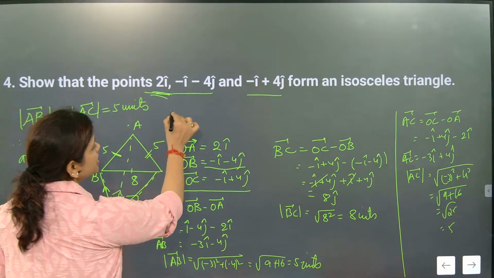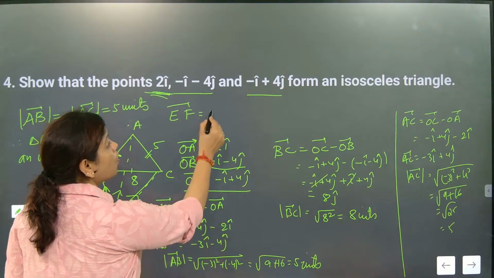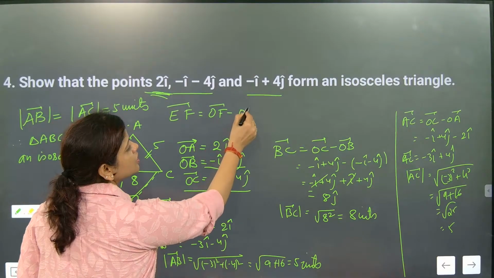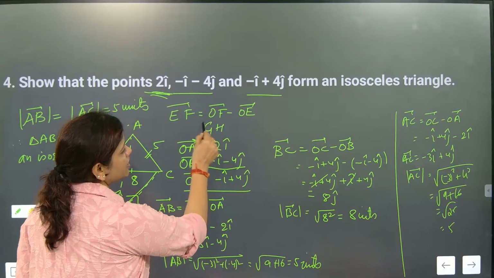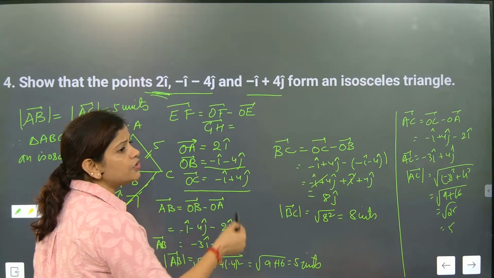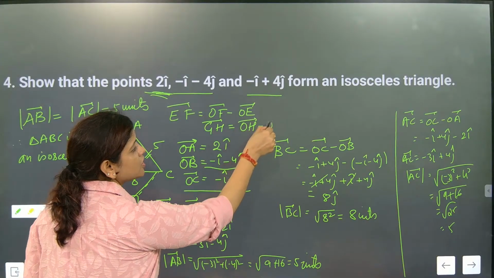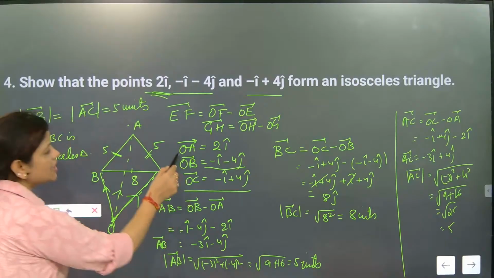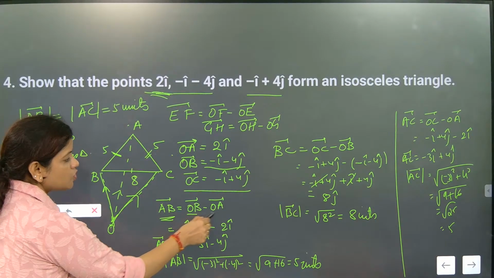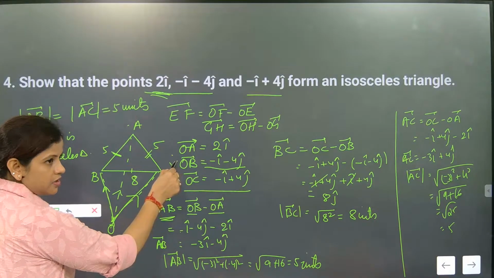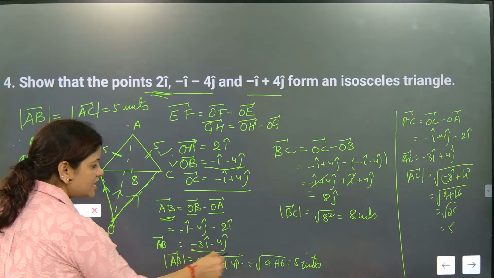Now can you tell me how to write the position of EF vector, beta? OF minus OE. Understanding, beta? So now look at GH vector. If GH vector is there, what are you going to write, beta? OH first, right? Minus OG. Understood? So beta, if they ask AB, AB means OB minus OA. What is B, beta? This one. What is A? 2, 1. If you subtract, you will get some value. You get this one, na?